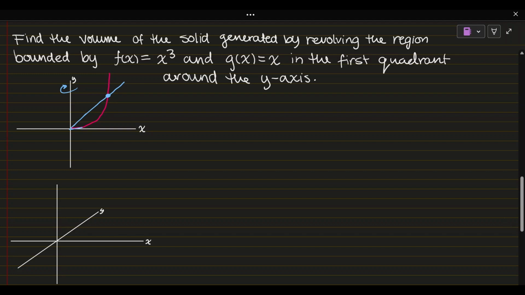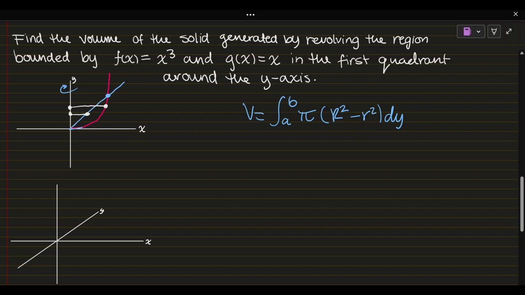And we're revolving around the y-axis, so my radii are going to originate at the axis of revolution, at my y-axis. So I need to put my functions in terms of y, because my radii are going to be given in terms of y, because I need to integrate in terms of y. So what I mean by that is my volume is going to be given by the integral from a to b of pi times big R squared minus little r squared dy. So these guys need to be in terms of y.